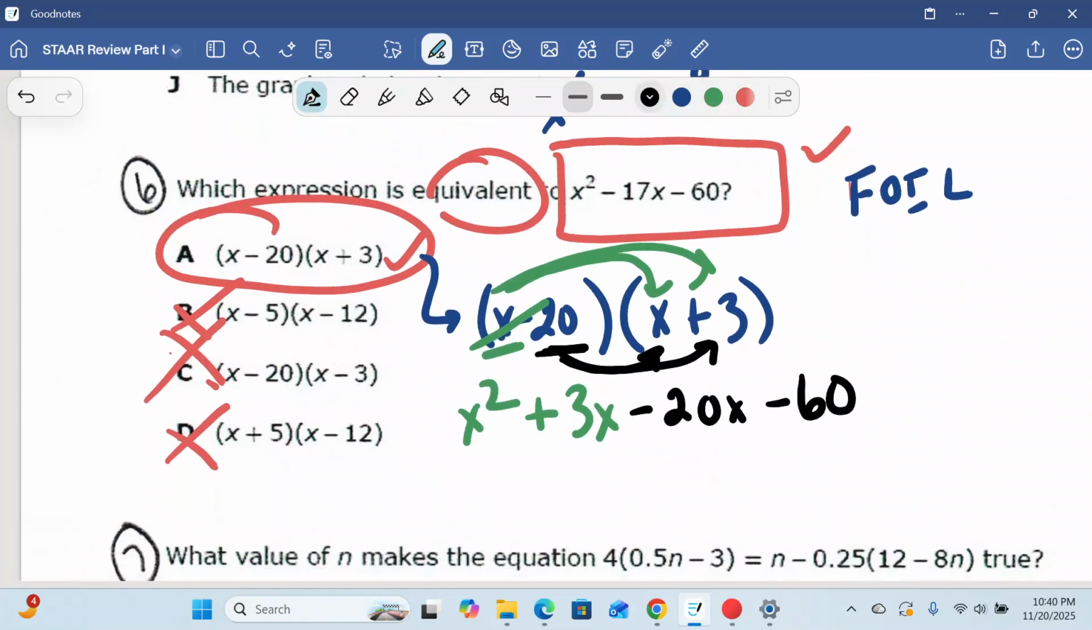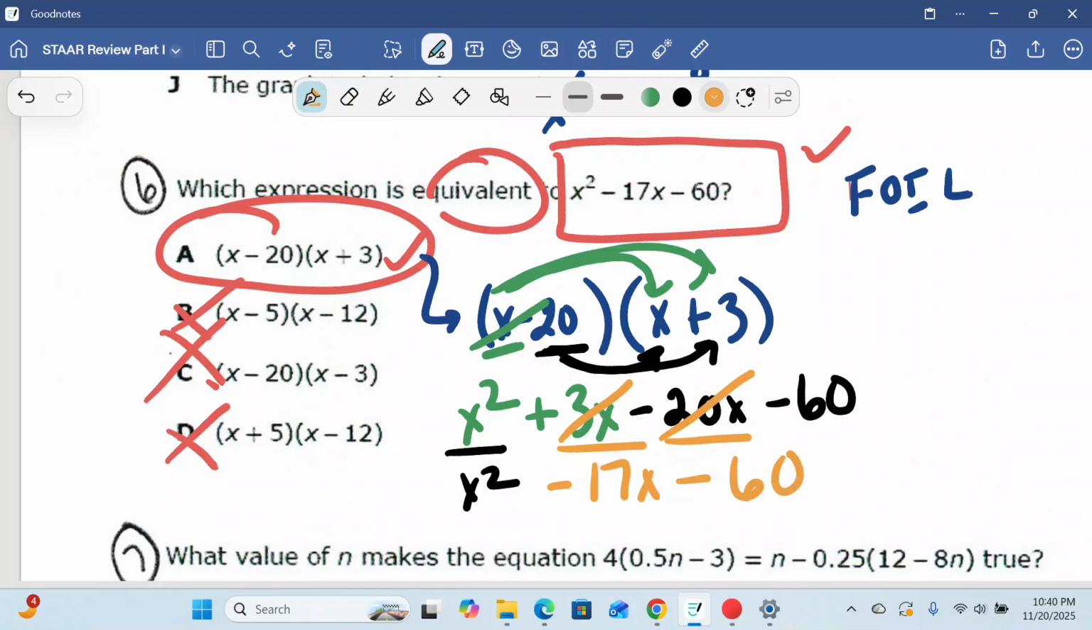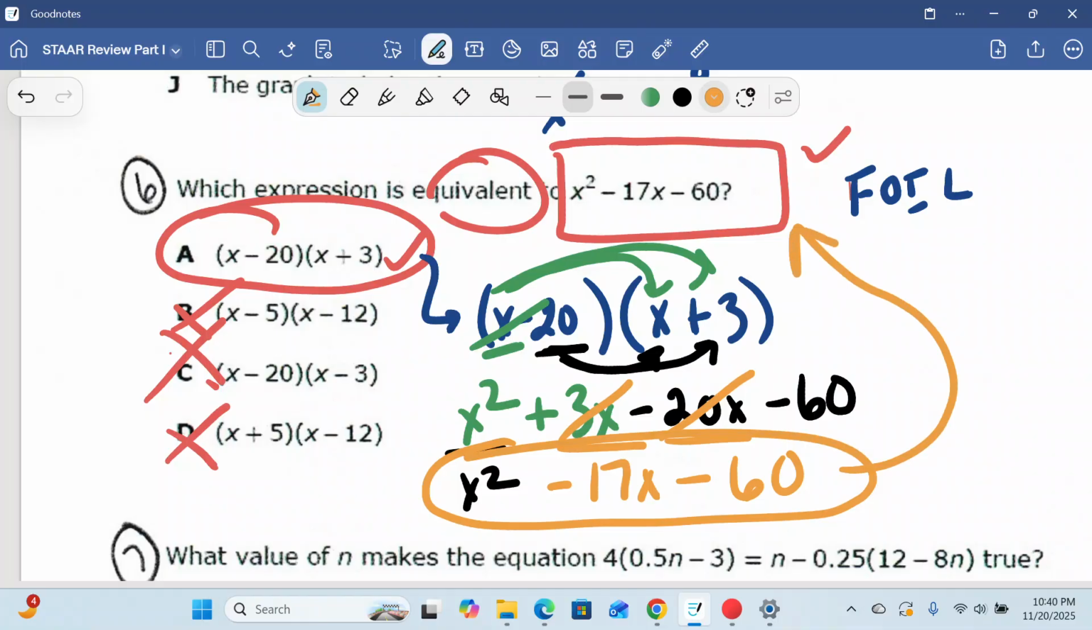Next, I'm going to combine like terms. The x squared is by itself. Then, and I'm going to put it in orange, I have the positive 3x and a negative 20x. And I can put in 3 minus 20 into Desmos, and Desmos will do it for us. It's like saying I have 3 cows and I take away 20 cows. Well, I'm going to have negative 17 cows, which is negative 17x. And I get rid of that one. Then I'm going to bring down the minus 60 because it doesn't have a friend. And that is my answer using the FOIL method. And I would have to have this one in order for it to be equivalent. So that is an extra double check for you to get it right.